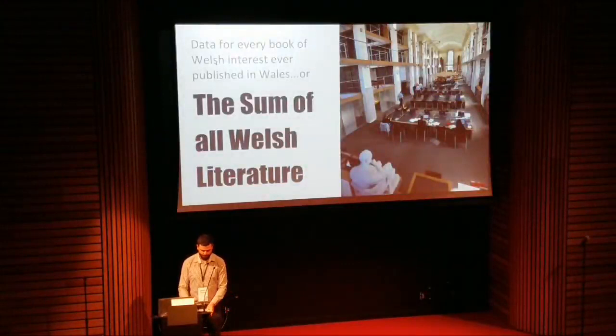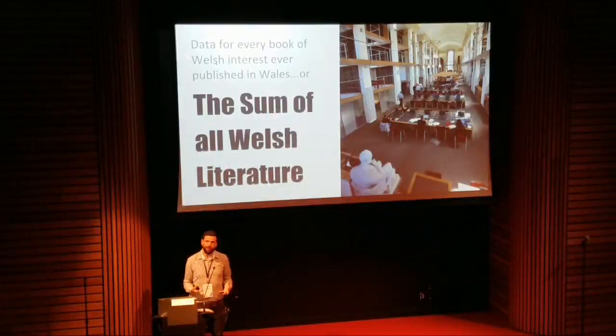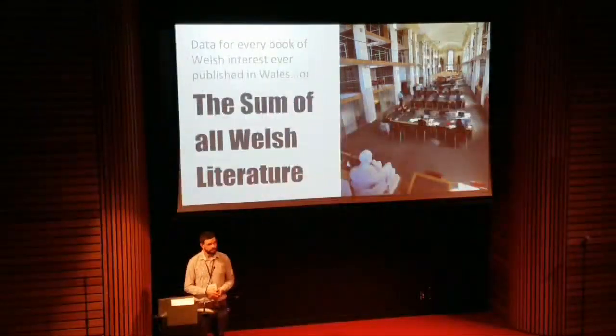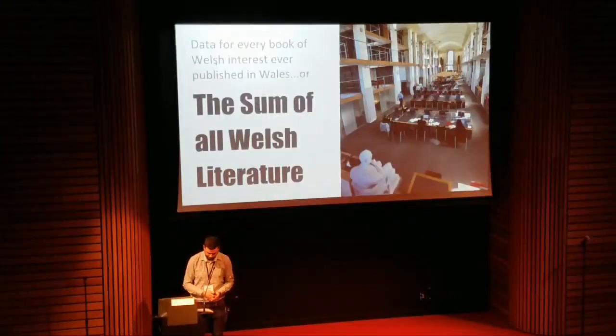So this brings us to the Sum of All Welsh Literature, which is kind of a grand title. But really what we mean when we say the Sum of All Welsh Literature is every book or printed item ever published in Wales that's of Welsh interest, which is, I guess, very similar to the Swedish model. We reckon that's around 350 to 400,000 items at present, depending on whether you take separate editions as individual items or if you just look at the individual books. And we realized that the work that we were doing with journals and newspapers and the authors and publishers around that was setting the foundation for this work.